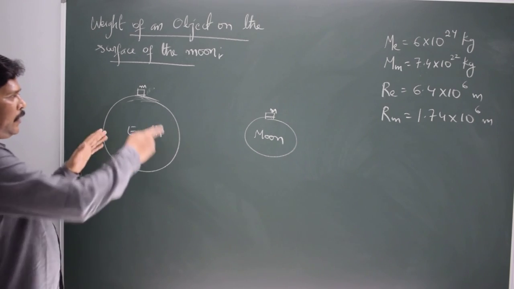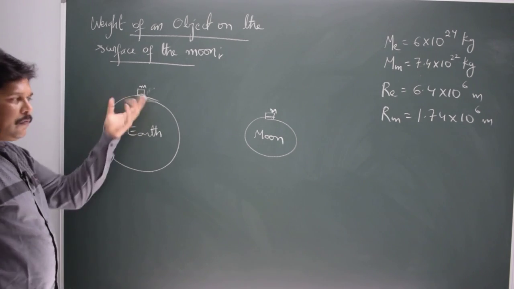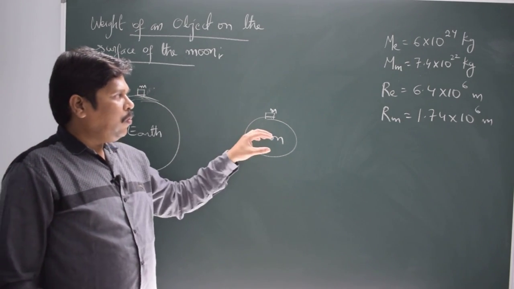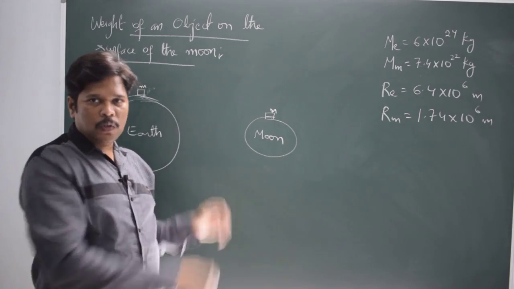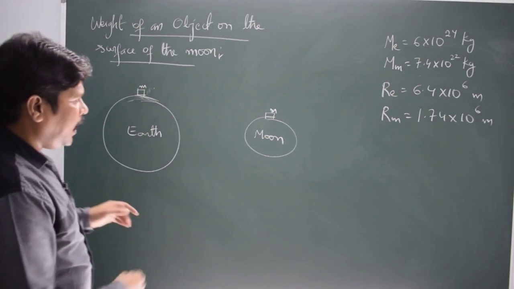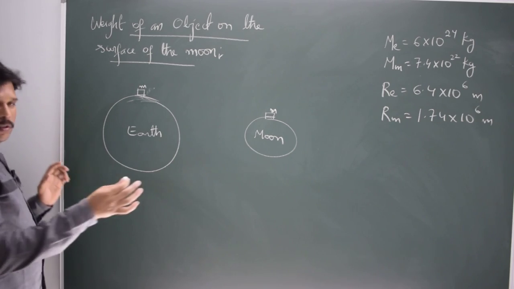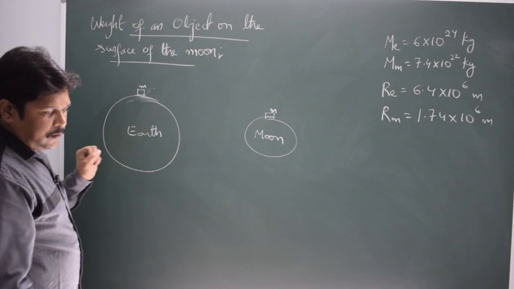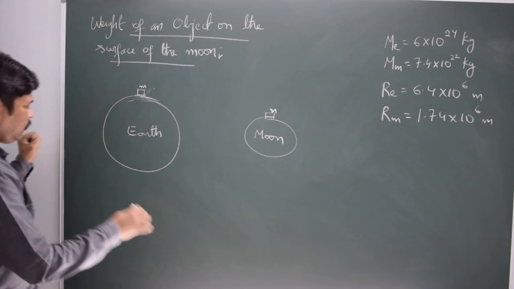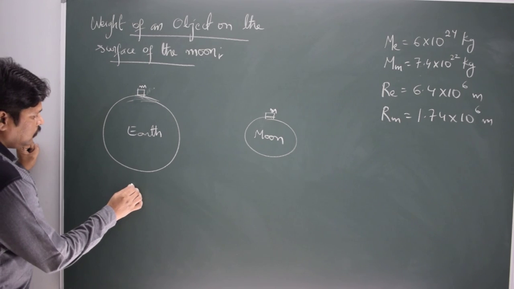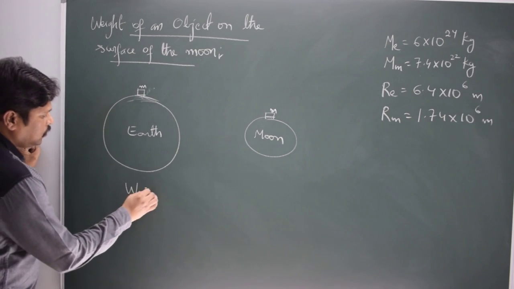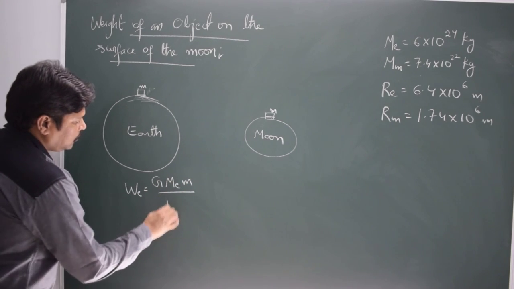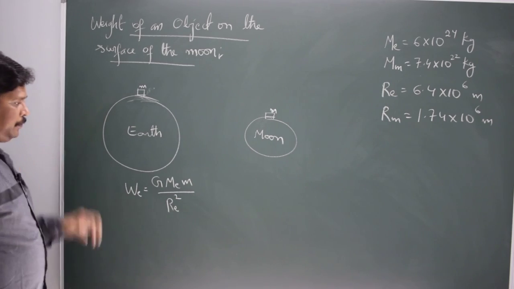So I am considering an object of mass m on the surface of the earth. The same object, if it is taken to the moon, what will be its weight with respect to its weight on the earth? We have the formula. Since it is because of the force of attraction, I will use the universal gravitational law. Weight of the object on the earth is equal to G, mass of the earth, mass of the object, by radius of the earth square.